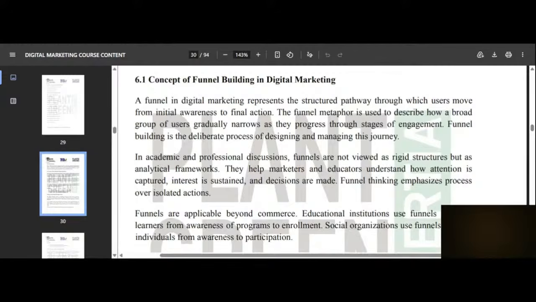Now, students, let me break down whatever I have explained and read, in a simple way, to make it more understandable for you. What is funnel building? Funnel building means designing a structured journey that moves a user from the awareness stage to the conversion stage.